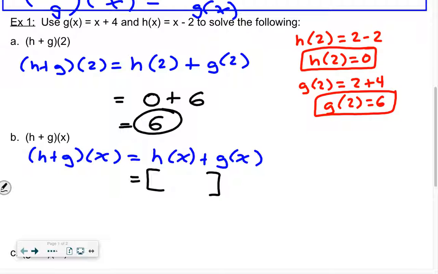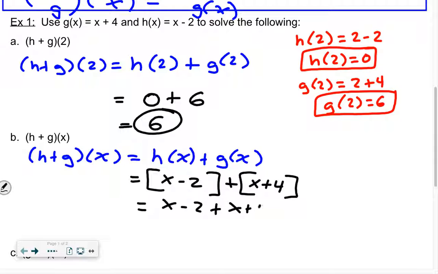H of x was x minus 2. So by substitution, we're going to replace with x minus 2. Same thing for g of x. Not solving for a value, so we're just going to substitute in whatever that expression was, x plus 4. We cannot simplify inside the parentheses, so essentially they go away. And notice this time, instead of solving for a particular value, because we're just leaving x be x, we're going to get an expression more than likely with the x in there.